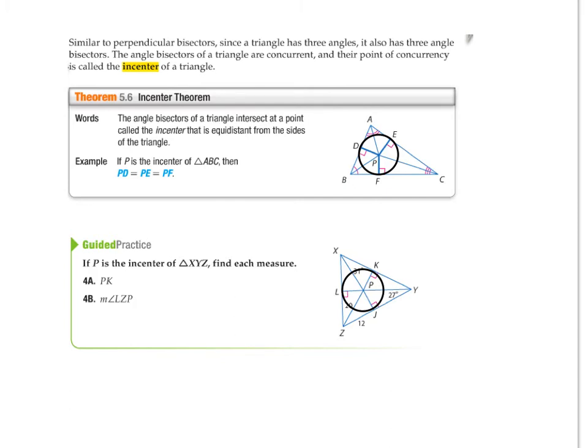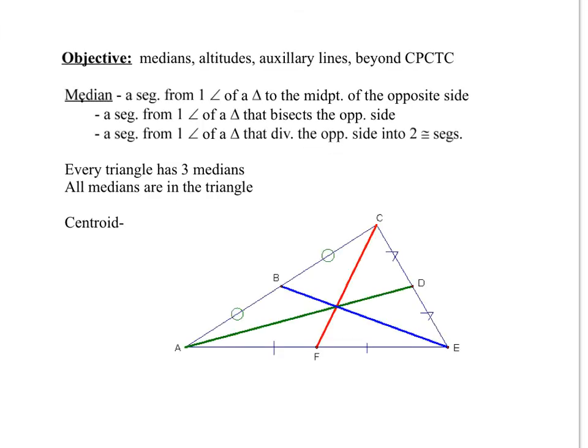So we have two special parts so far. We have the perpendicular bisector, their point of intersection is called the circumcenter, and we have the angle bisector, their point of concurrency is called the incenter. Let's move on to 5-2. 5-2 has two more parts.